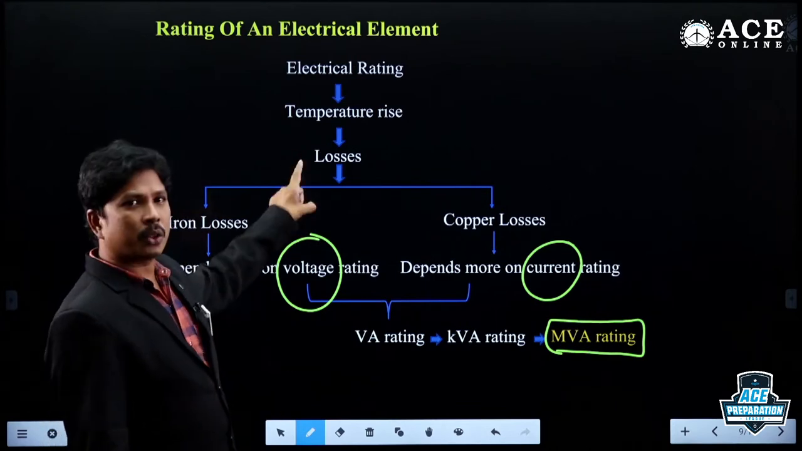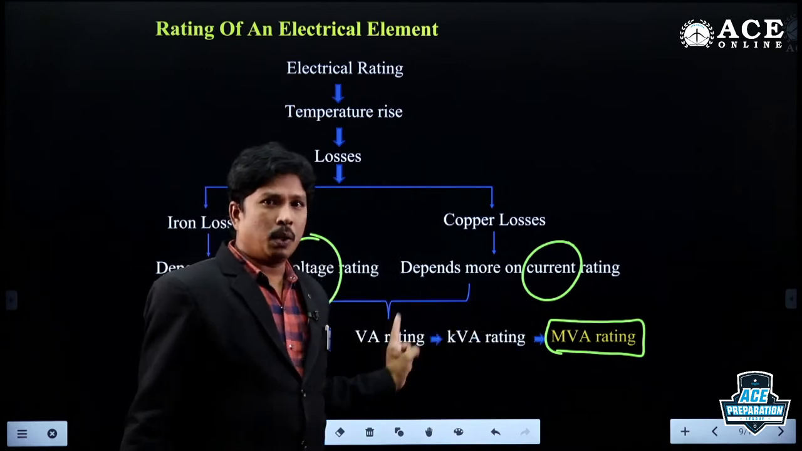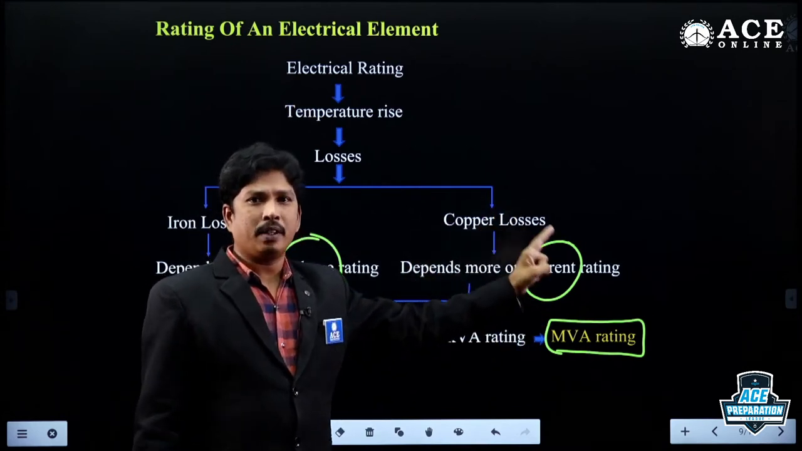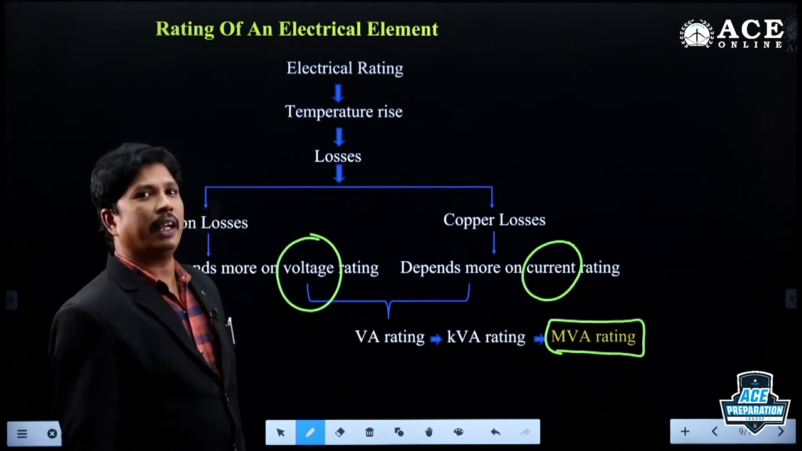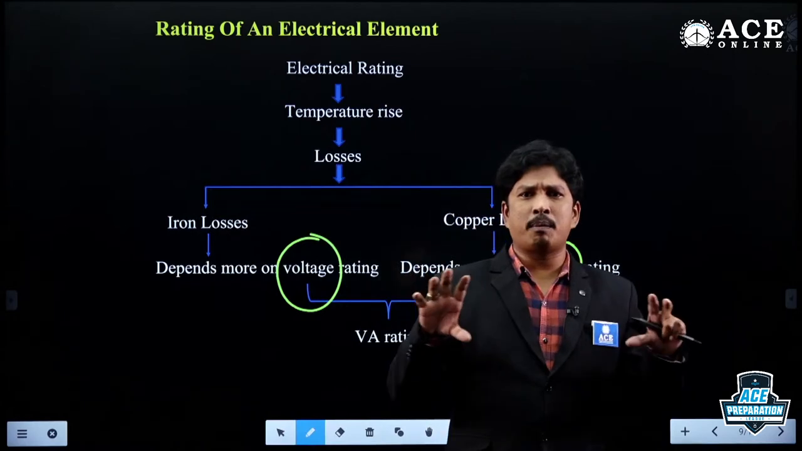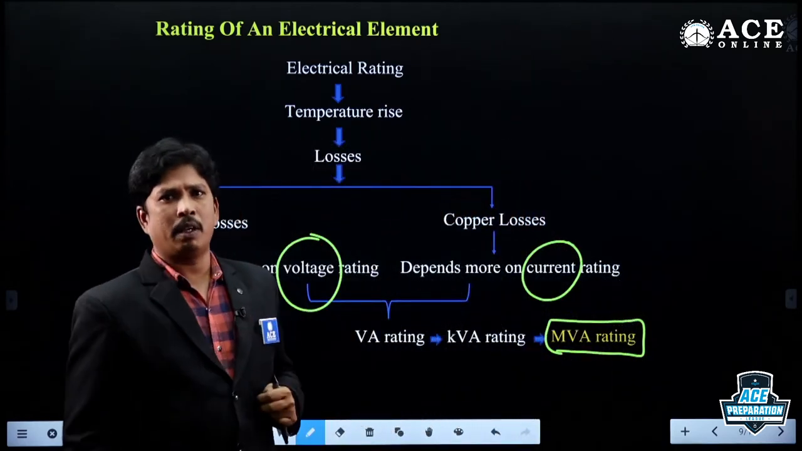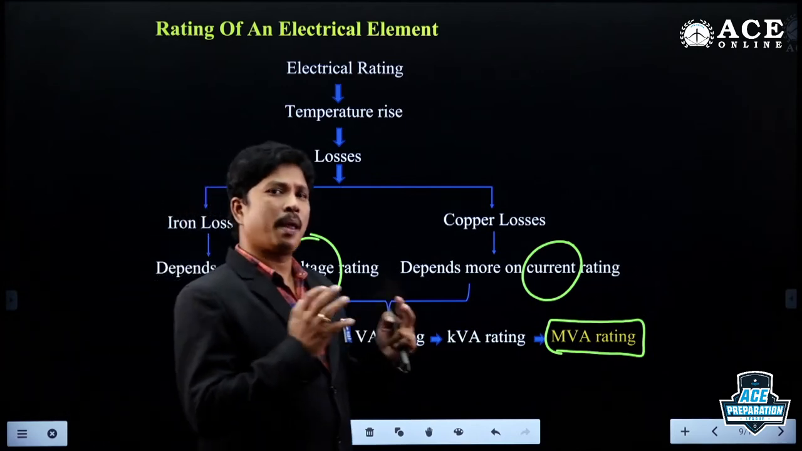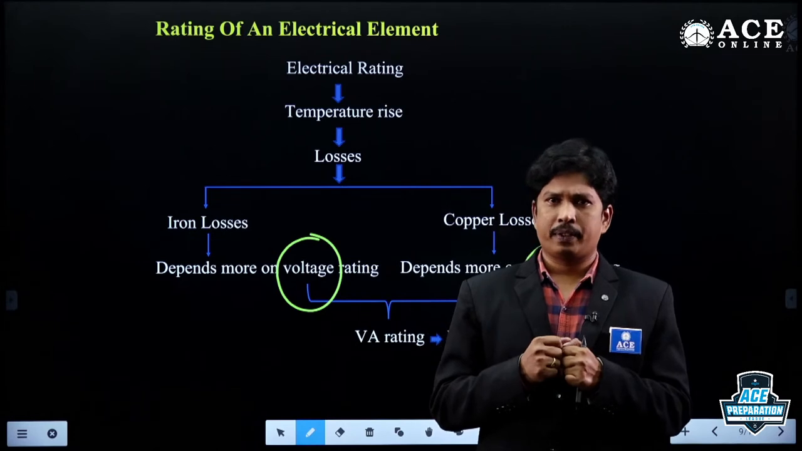Clear? Have you understood this? The rating of an element will be in volt ampere, kilovolt ampere and megavolt ampere. This is the reason. They can ask why the rating of the transformer is always kVA rating or MVA rating. Why? Because the losses always depend upon the voltage and current, and never depend upon the power factor.